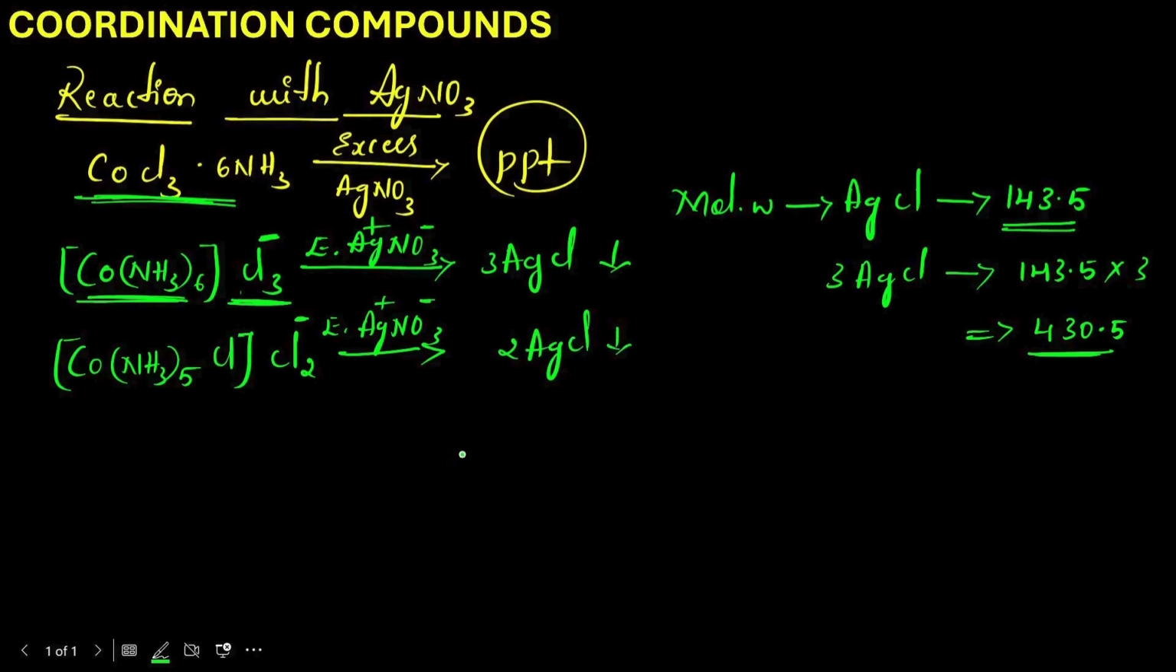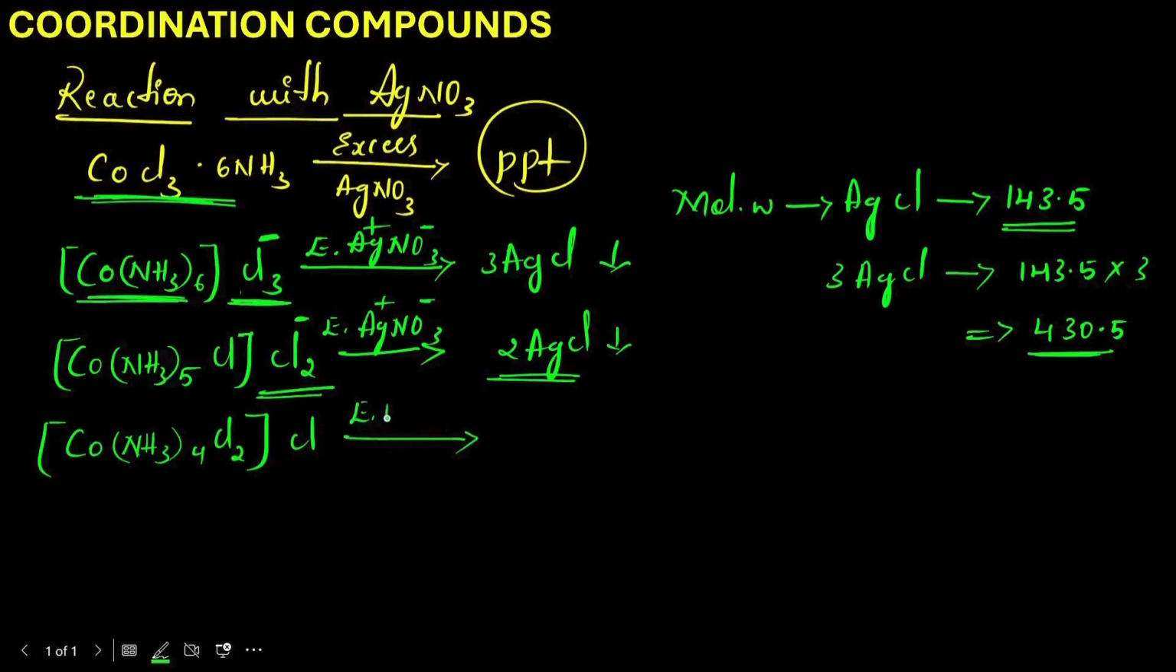Here, why do we have 2 moles of AgCl? That is because we have 2 Cl- outside the coordination sphere, therefore we are going to get 2AgCl. Again, we will take one more coordination compound, which is [Co(NH3)4Cl2]Cl, and outside the coordination sphere we have only 1 Cl-. When it is made to react with excess of AgNO3, how many moles of AgCl are formed? 1 mole of AgCl is formed.